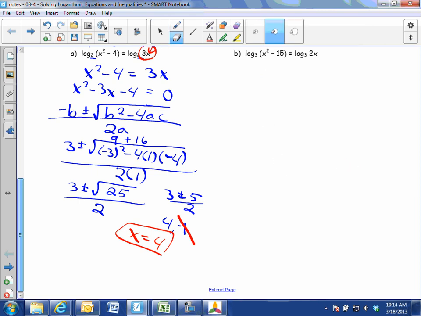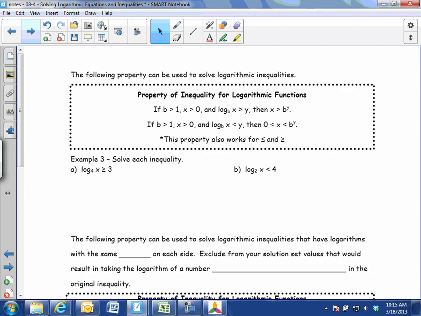Alright, do you want to do this one, or do you guys understand? Do you want to do the next one, or do you want to move on? Alright, wait for everybody to be with us. Yes, you can. Okay. On the back.